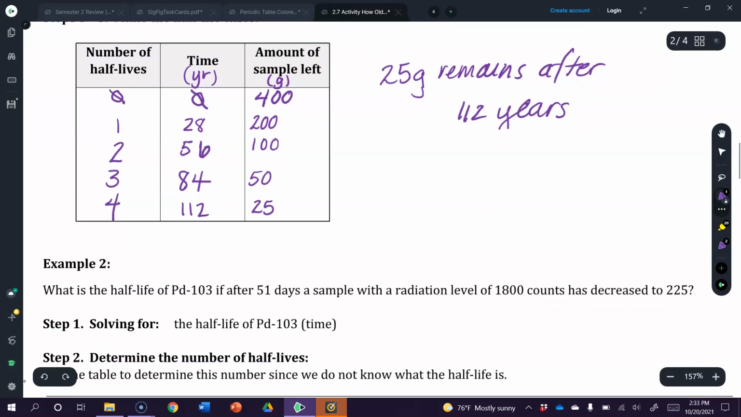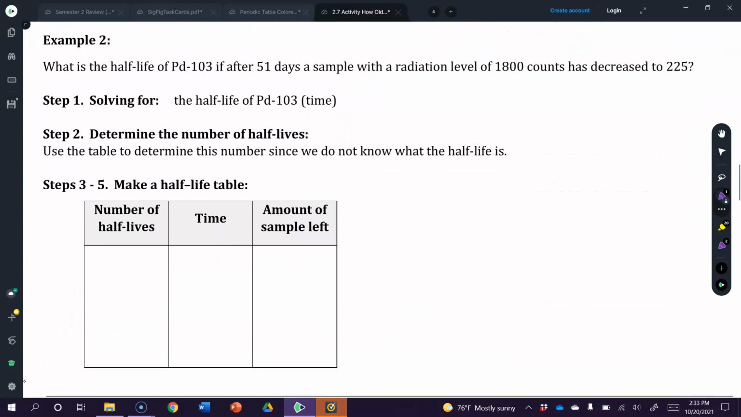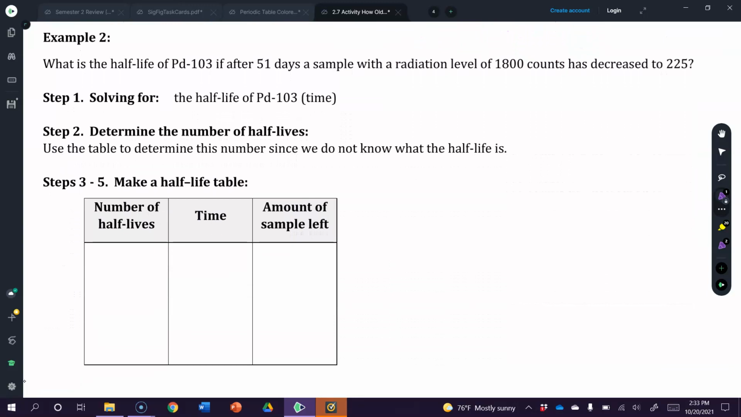Example 2 states, what is the half-life? So we're looking for half-life. So we're looking for this T1 half. Of palladium, what is the half-life of palladium-103 if after 51 days a sample with a radiation level of 1800 counts has decreased to 225?